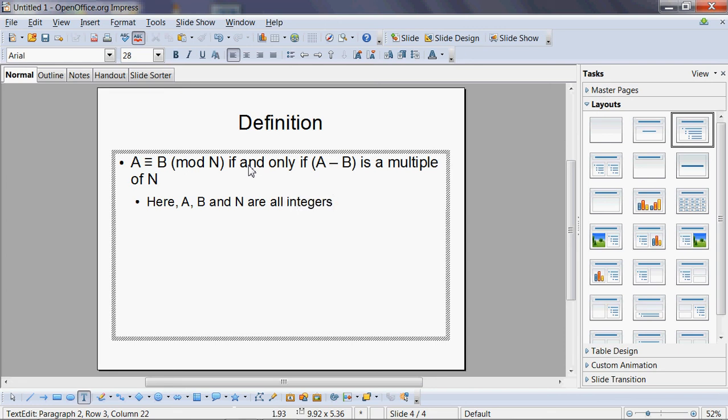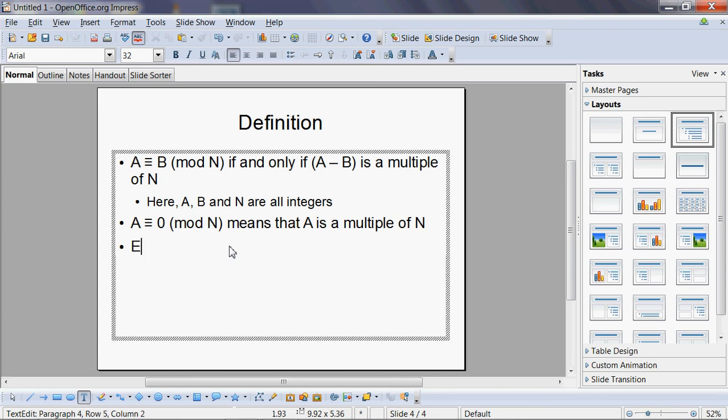Very important. Now, also note that A is congruent to 0 mod n means that A is a multiple of n. It's quite clear. So your B is equal to 0, so A minus 0, which is A, is a multiple of n. So when you see a 0 on the right hand side of a modular relationship, it means that the left hand side is a multiple of n.